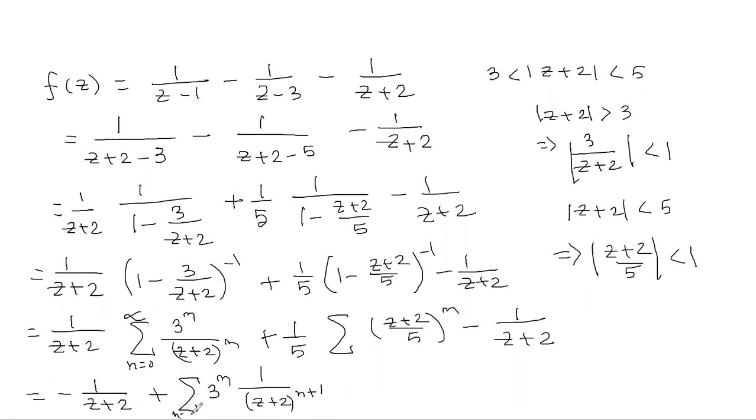That means the principal part has all the negative powers of z + 2, and the positive powers of z + 2, that is the analytic part, are given by the sum with coefficient 1/5^(n+1) times (z + 2)^n. Okay, this is the analytic part and this is the principal part of the Laurent series expansion of f(z) about the point −2.